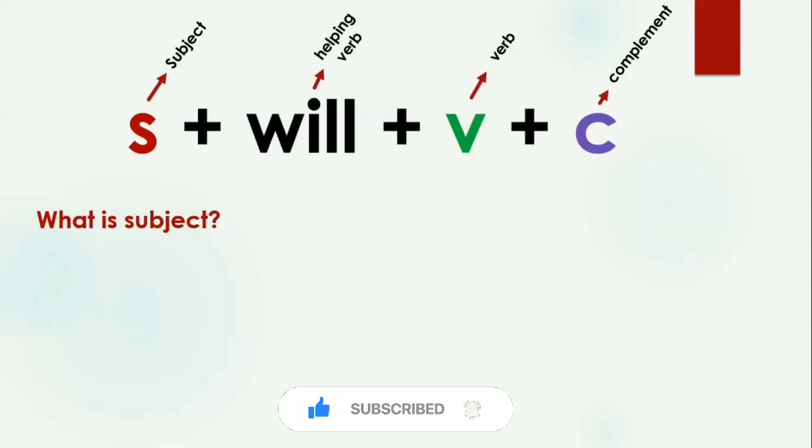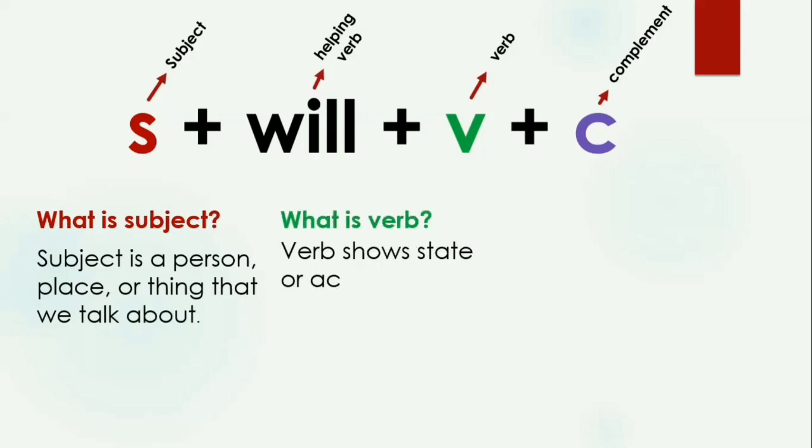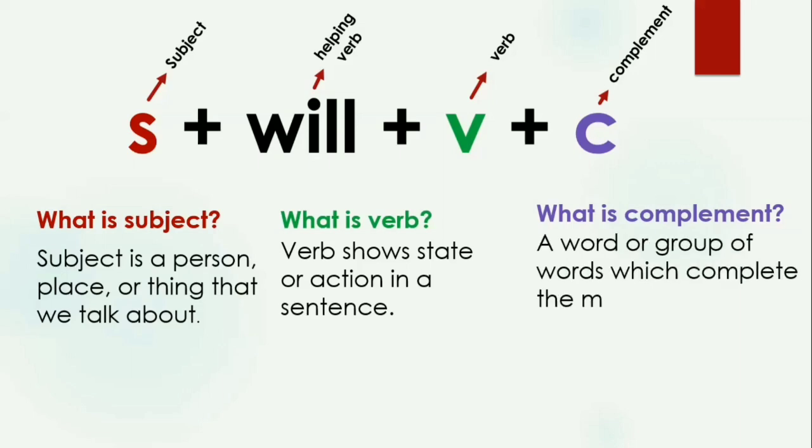What is subject? Subject is a person, place, or a thing that we talk about. What is verb? Verb shows a state or action in a sentence. What is complement? A complement is a word or group of words which complete the meaning of a sentence.